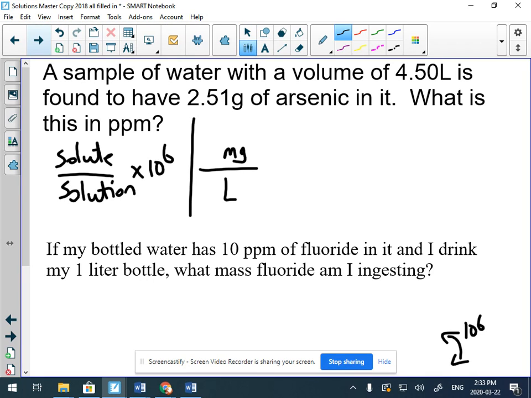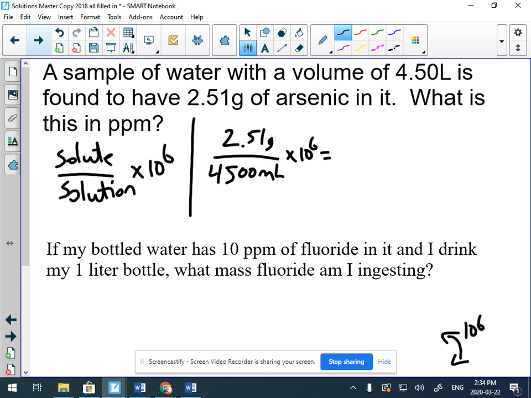So reading this question, we've got 4.5 liters and 2.51 grams arsenic. Okay, so how do I solve this? Well, the solute will go as 2.51 grams. And the solution is 4.5 liters, but I have to keep my units the same. So that's 4,500 milliliters. And I'm going to times that by a million. 2.51 divided by 4,500 times 10 to the 6.